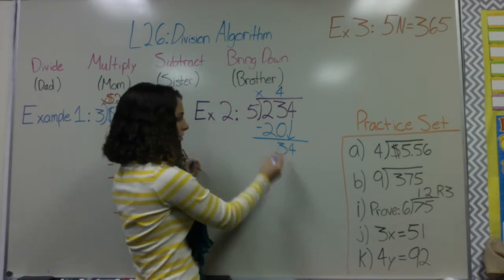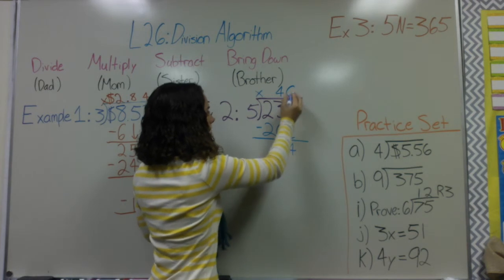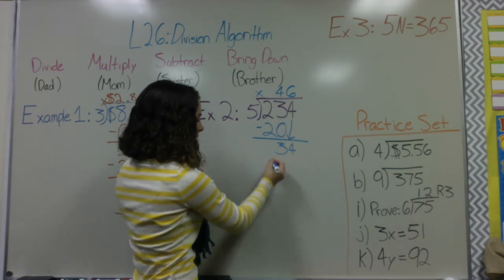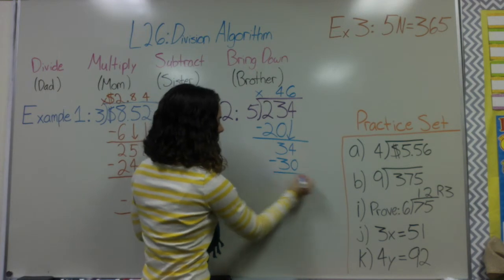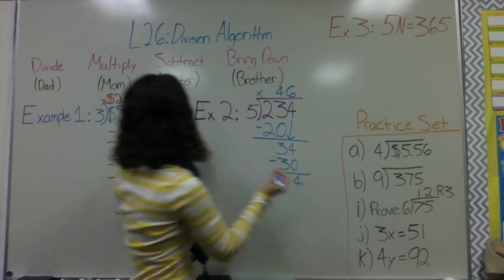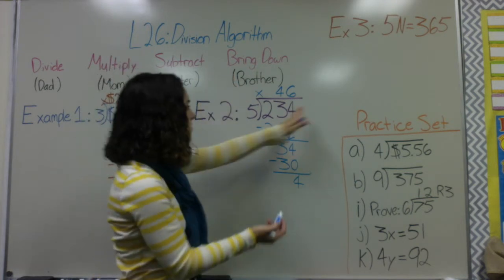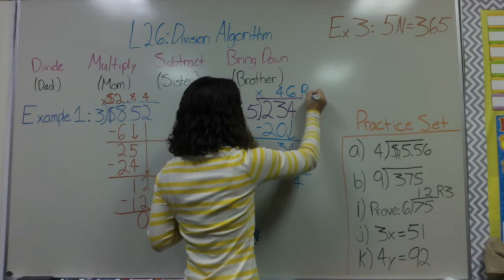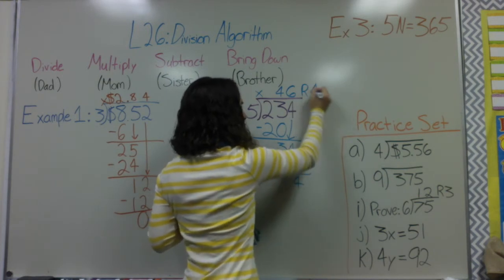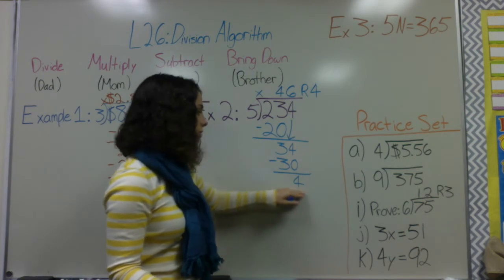How many times can 5 go into 34? It can go in 6 whole times. Then I multiply. 6 times 5 is 30. That's what I subtract. 34 minus 30 is 4. After I subtract, do I have anything else left to bring down? Of course not. I don't have any more digits to bring down, so that's my remainder. 46 remainder 4. That's when I know when to stop. I have no more digits to bring down, so that's what's left over.